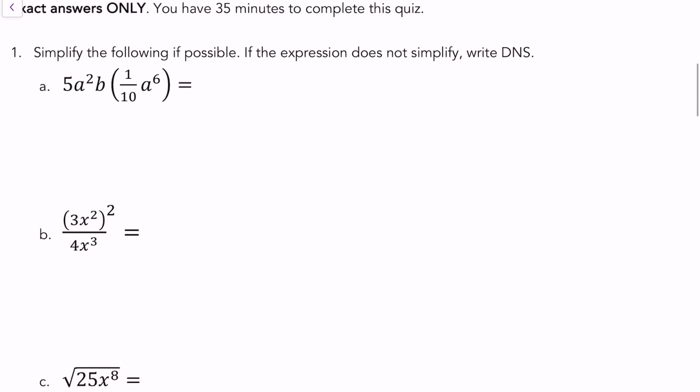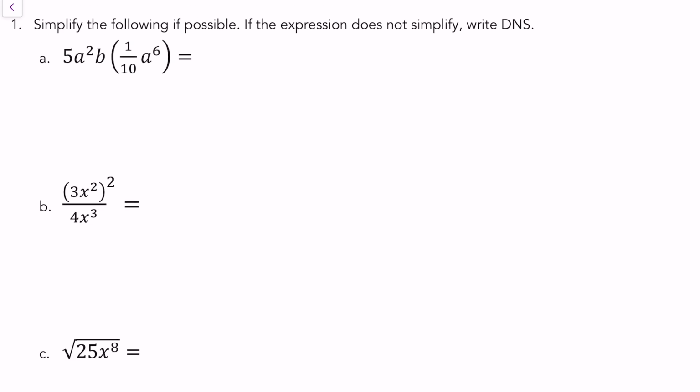So in the first problem, we have to simplify all the following expressions if possible. For this problem, we have to remember one specific rule of exponents, which is that if you have a to the power of m times a to the power of n, we can simply simplify this as a to the power of m plus n. Okay, so that is the rule that we're going to use.